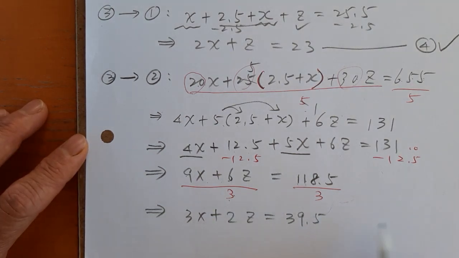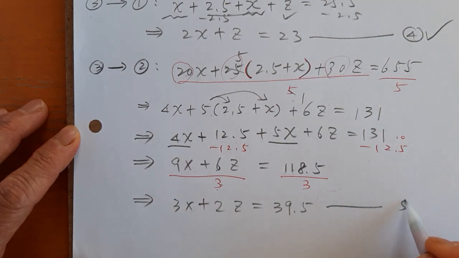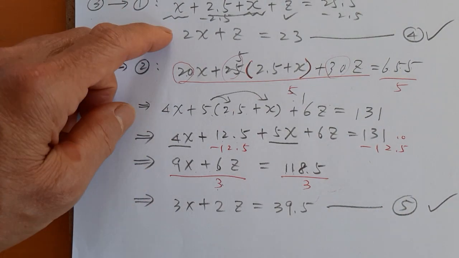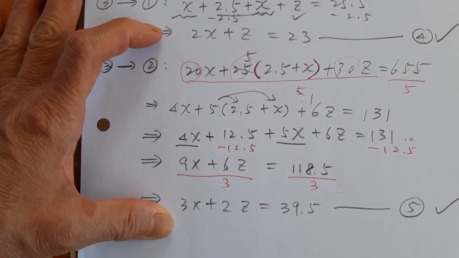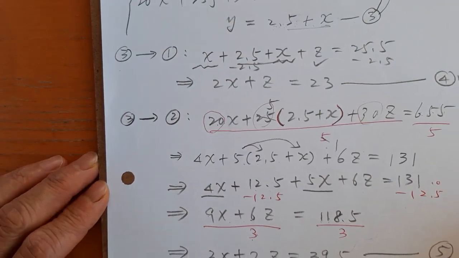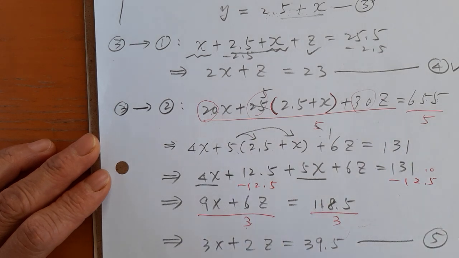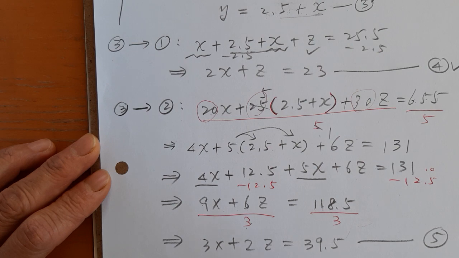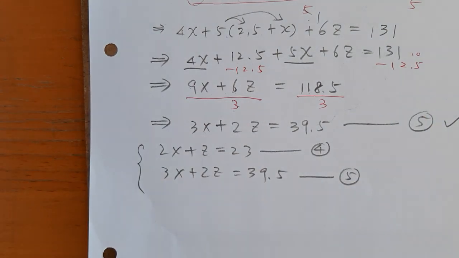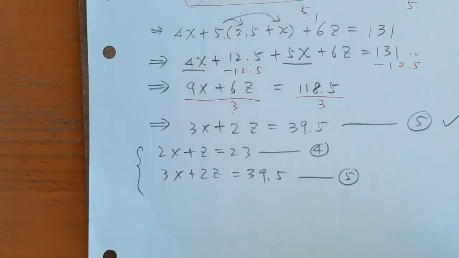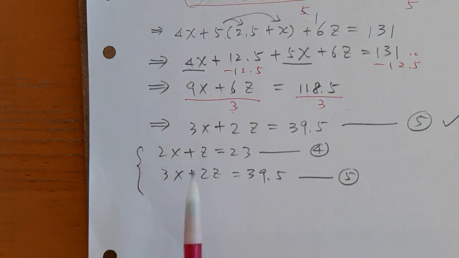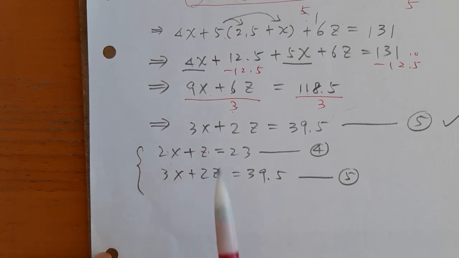So then this is already simplified. And that's what we call the fifth equation. Combined with the fourth equation, the two equations form a linear system. The y is eliminated. The fourth equation is 2x plus z equals 23. The fifth equation is 3x plus 2z equals 39.5. There's no more y; y is eliminated by the substitution method, and we get a system with two equations and two variables.